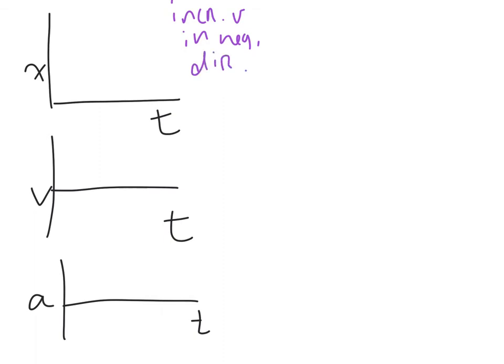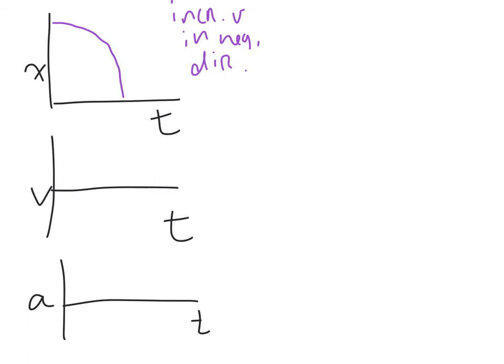So increasing speed in the negative direction means that on my position time graph, if I were to draw tangent lines, the slopes would have to start out close to 0 and get steeper and steeper, and they would all have to be negative. That graph looks like this.